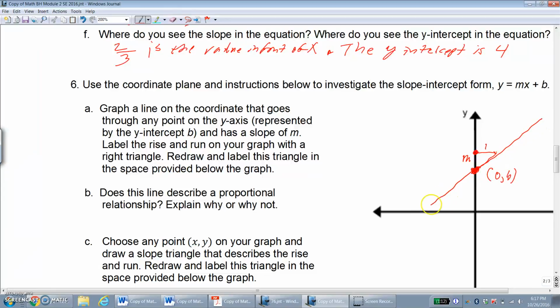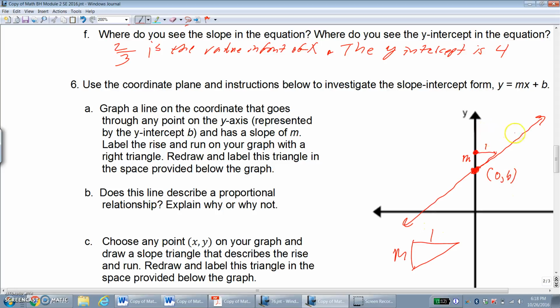I can draw my linear line, my straight line. And remember, if I were to draw this out here, my triangle would not look like that. So my triangle would look like this. Would not look like that either. There we go. I went up m over 1.